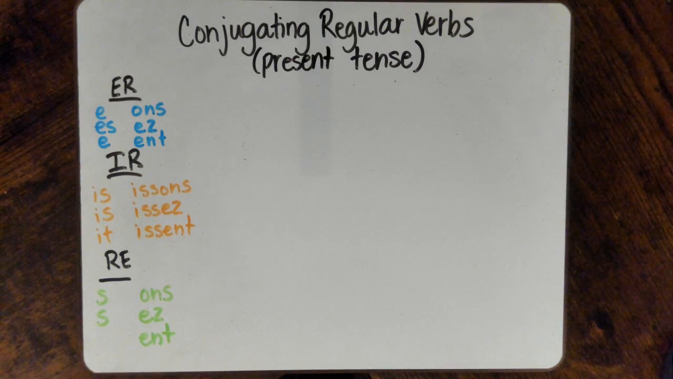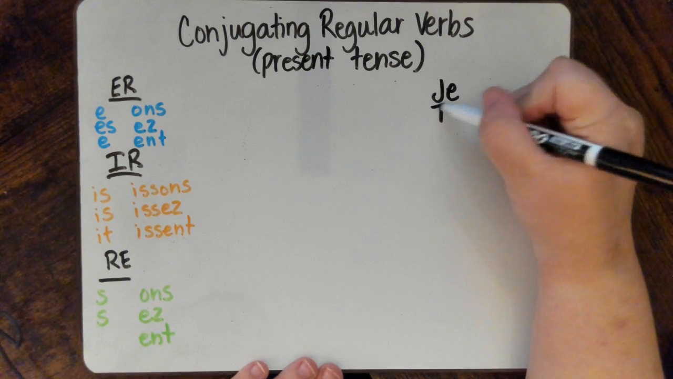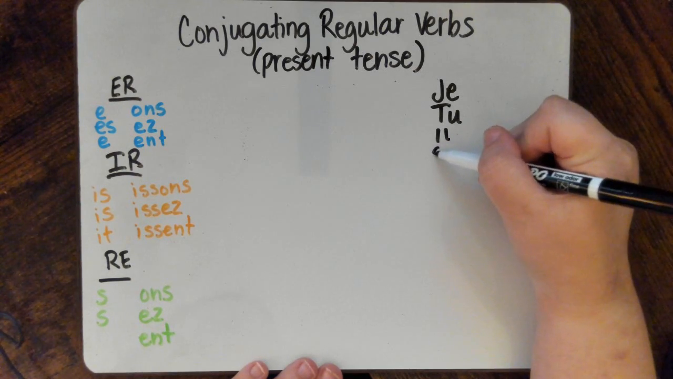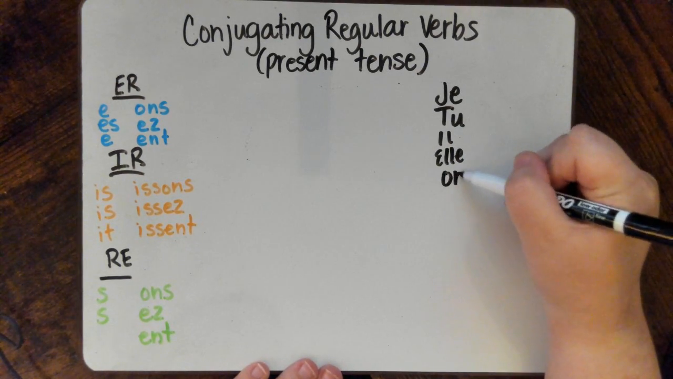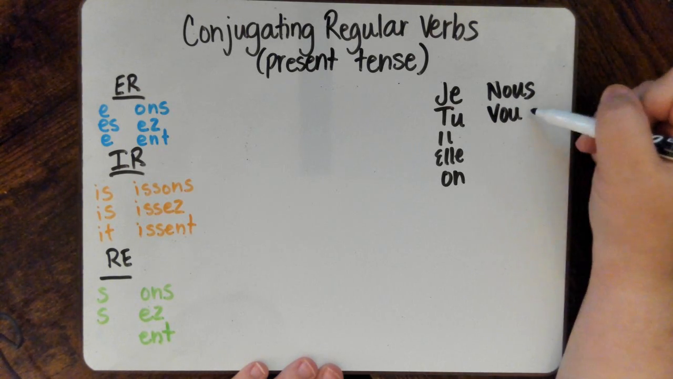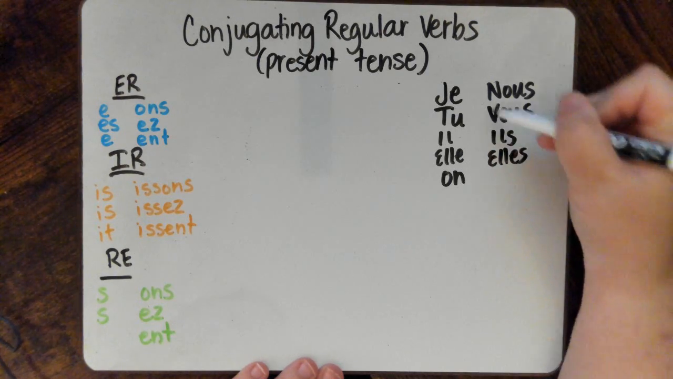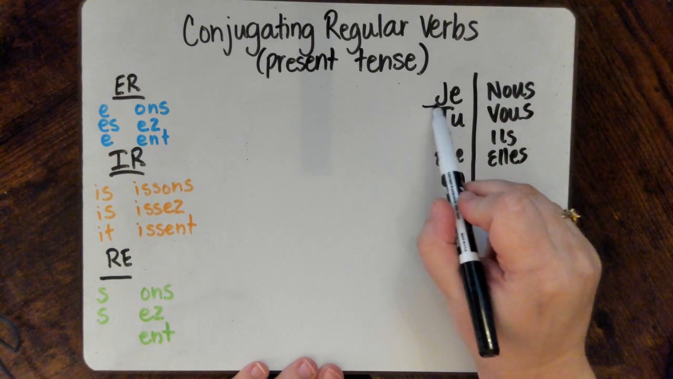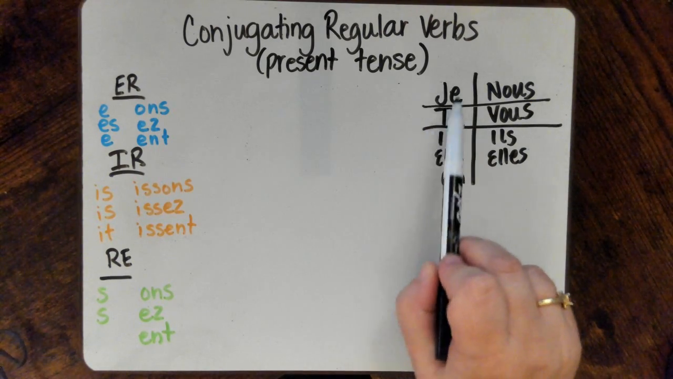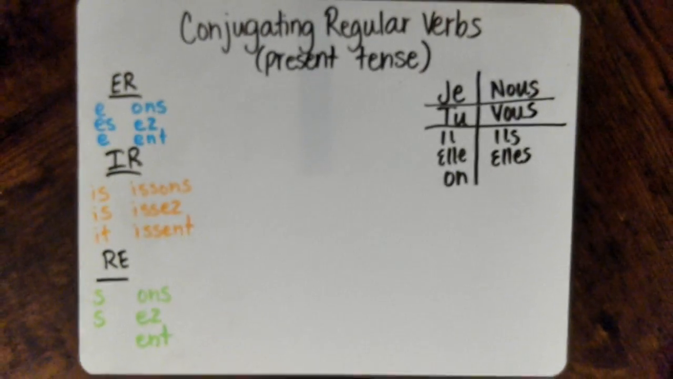So remember, when you're writing a sentence, every sentence needs to have a subject. So you need to have these subject pronouns memorized. So I'm just going to put them up here as reference. And you need to know that they go in this order. So this spot on the table corresponds to this spot on the verb ending chart.